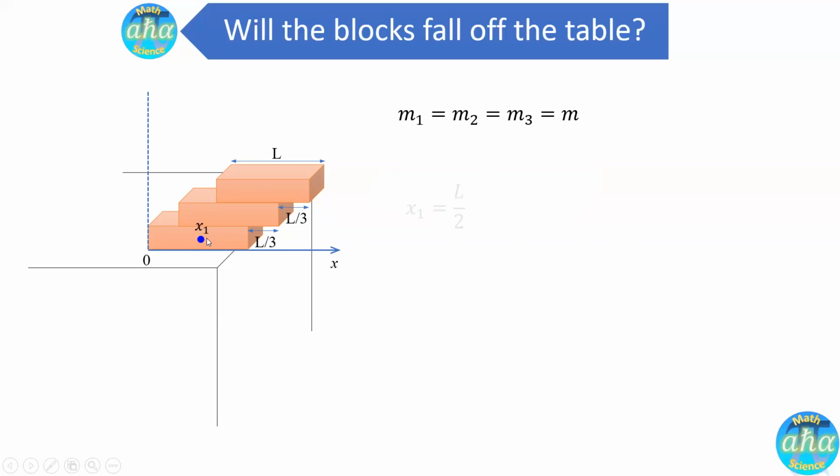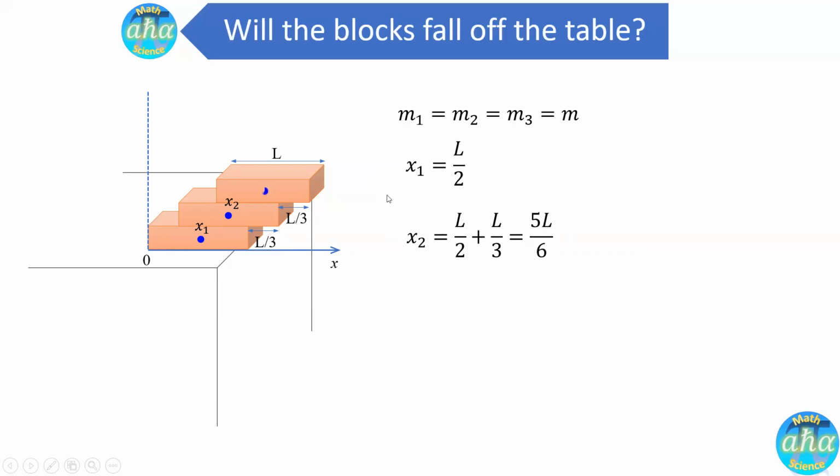So X1 can be easily figured out. It's just L/2 from the left edge. What about the center of mass of the second block, X2? X2 is located L/2 from its own left edge. So from here to here is L/2. But we have to take into account the shift. The second block is shifted to the right by 1/3 of L. So we have to add this shift to the 1/2 of L to figure out X2. So X2 is L/2 plus 1/3 of L, which is equal to 5L/6.